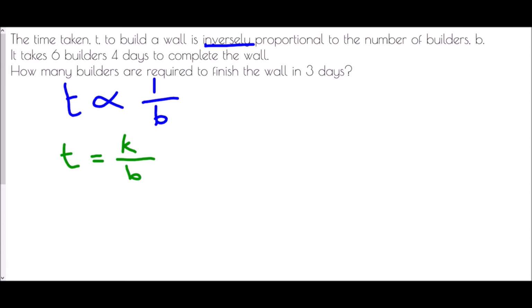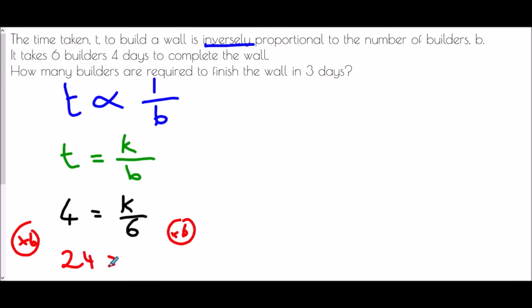And then we need to put our values in. So it takes 6 builders 4 days. So 4 equals k over 6. So what does k equal? Well, that would mean multiplying by 6 on both sides. And if we do that, 4 times 6 is 24. And so that is what k is.